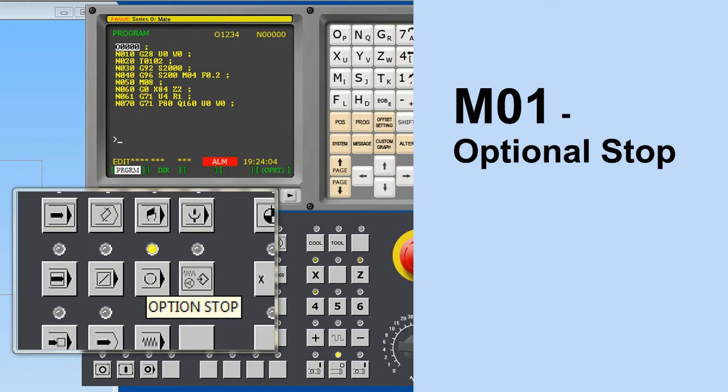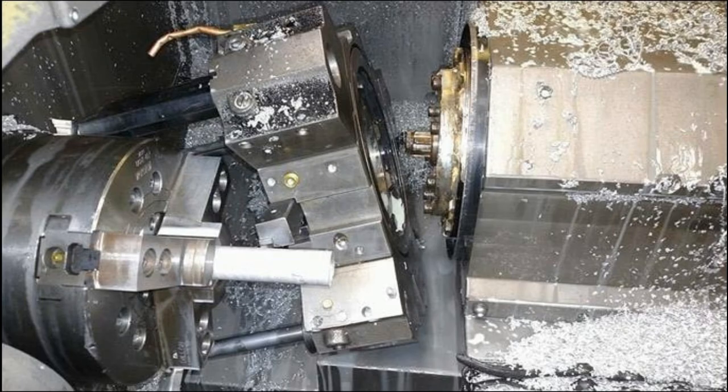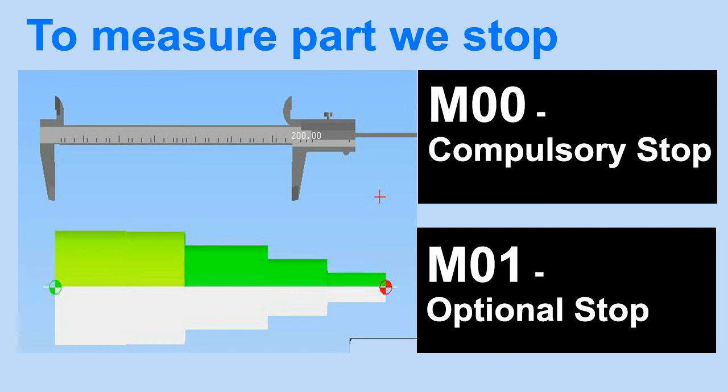But if it is very important to stop the machine at some point, we must use M00 instead of M01, as the operator can forget to press the optional stop button in the control panel and an accident may happen. These M00 and M01 codes are very useful when you want to stop the CNC machine to measure the part or to observe the tool insert.